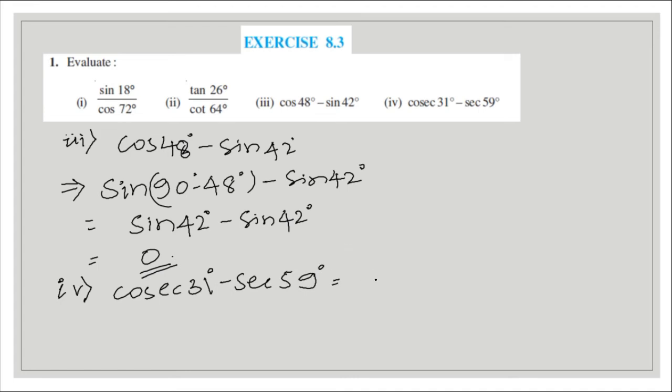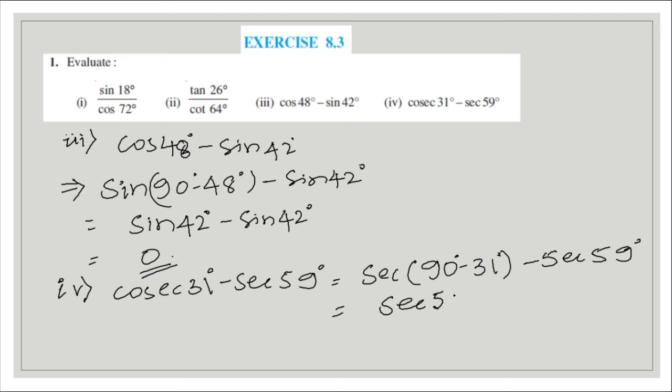I'll convert cosecant in terms of the complementary angle, so I'll write it as secant 90 minus 31 degree minus secant 59 degree. Secant of 90 minus 31 is nothing but secant 59 degree, minus secant 59 degree. They both get cancelled and we get the result equal to 0.